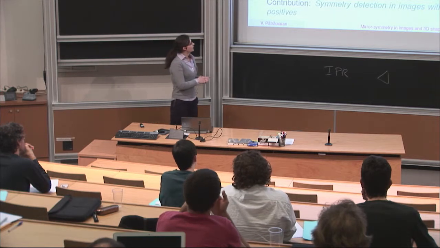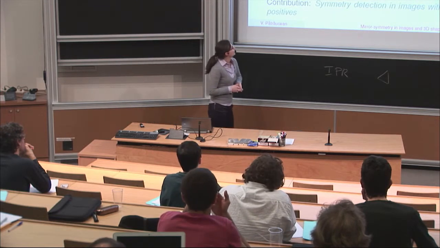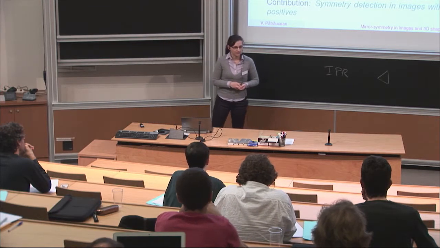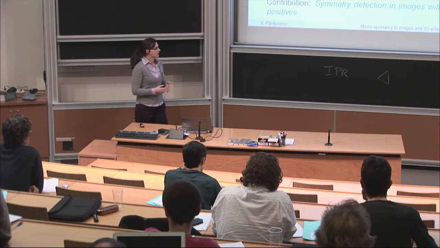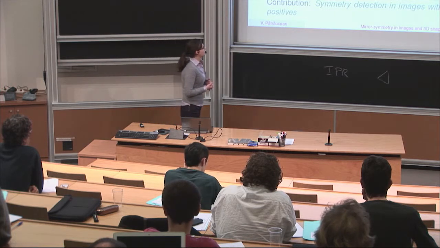Then another aspect is that we have to look for partial symmetries. To us, this butterfly looks symmetric, but if you look at a pixel level, then it's not that symmetric. The values are not symmetric. So we have to be tolerant with respect to this. And then it's not the case here, but we often have also the perspective effect, which induces occlusions, and then the problem is really difficult.